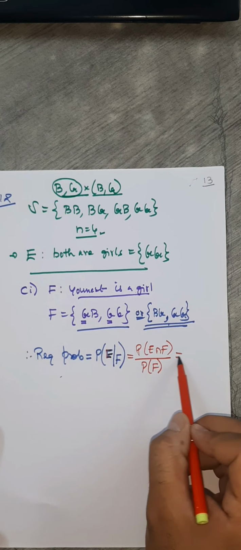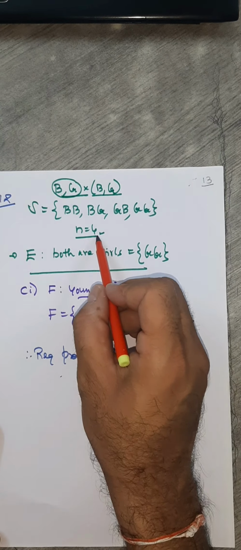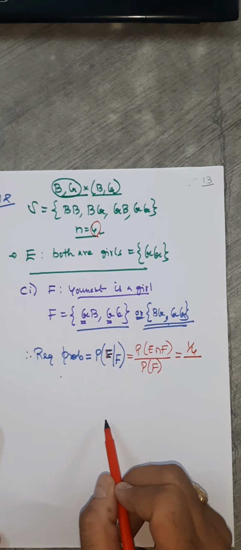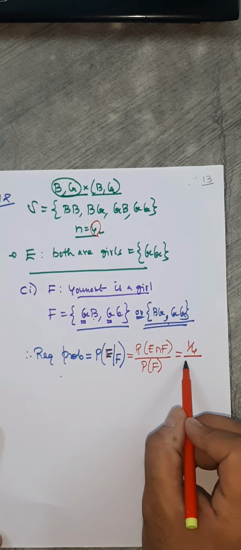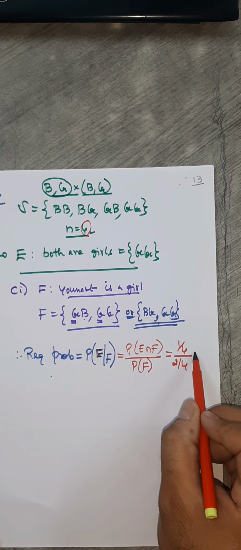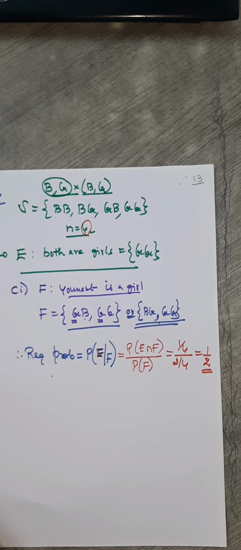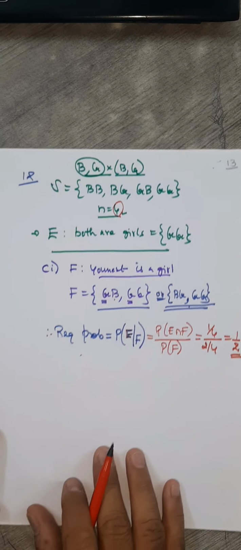What is there in the intersection? The intersection will have one common and the total there is 4. So 1 by 4. Probability of F, your total is 2, whether it is this or this, 2 by 4. So finally it is 1 by 2. Right? So this is the answer to the first sub question, 1 by 2. Same way you can try the second one.